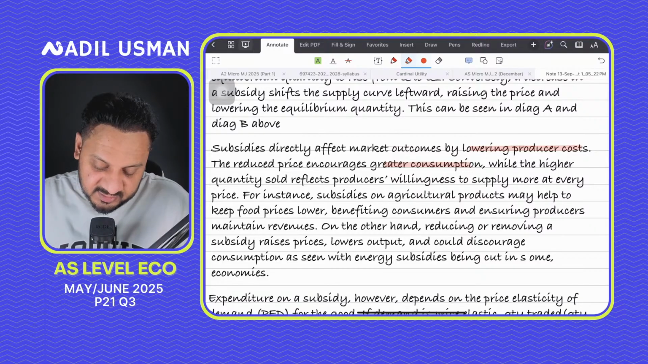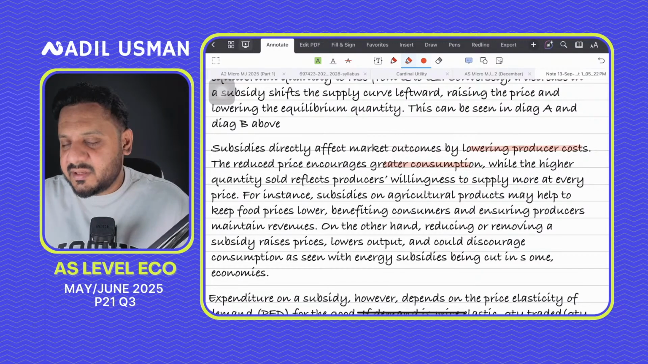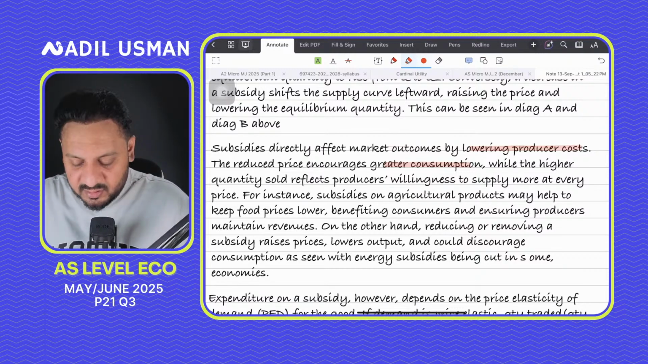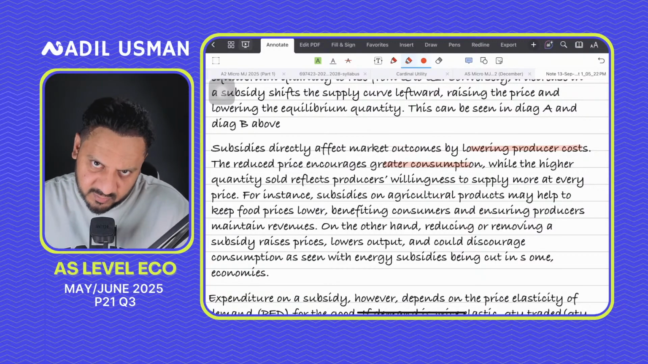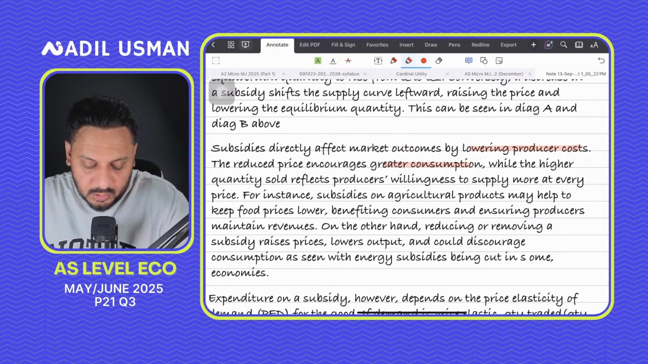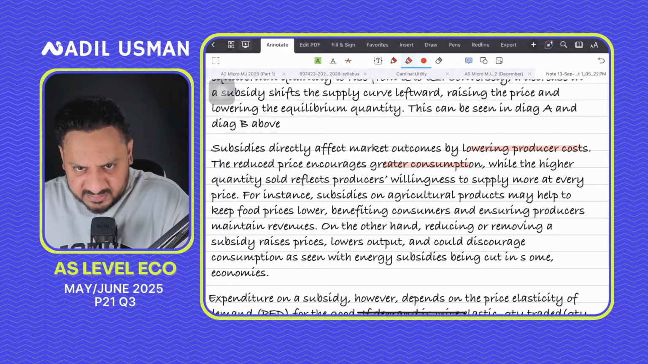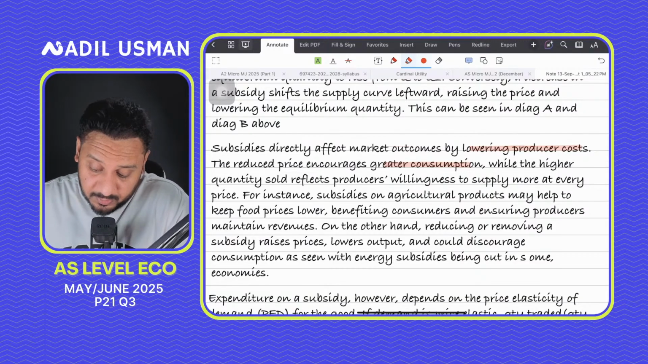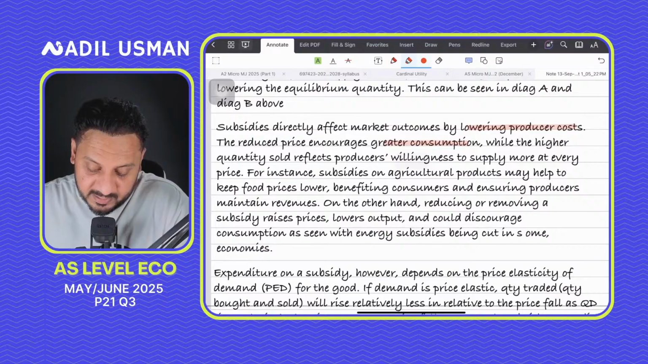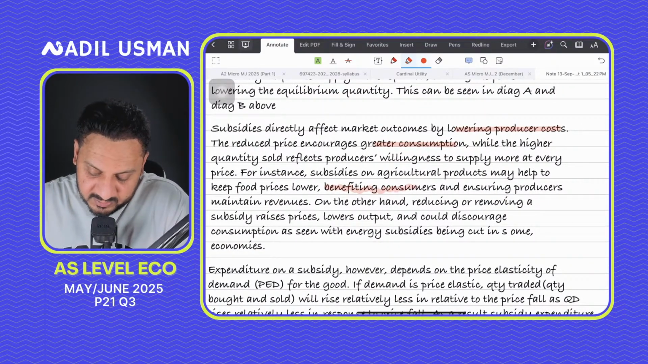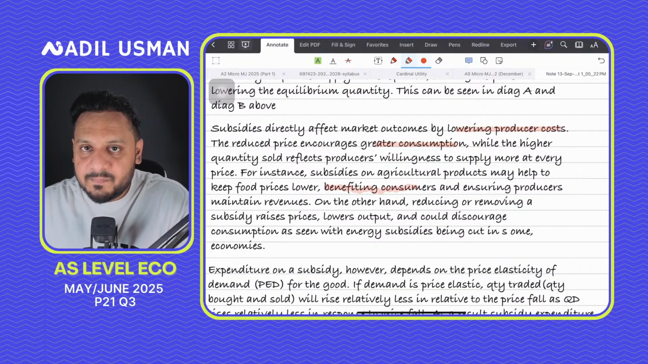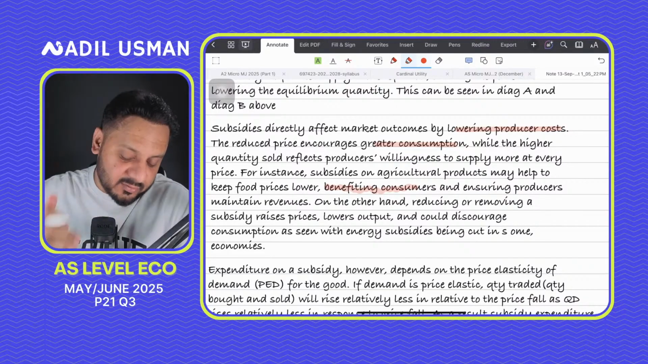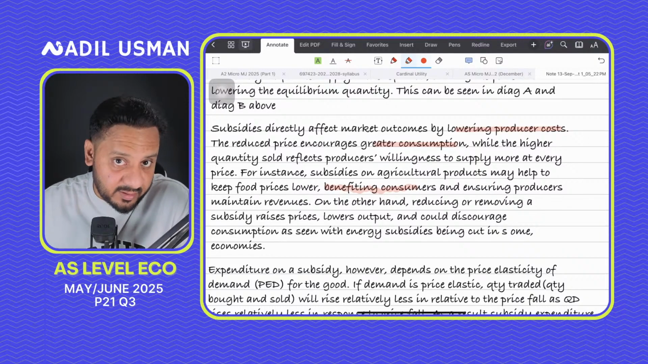For instance, subsidies on agricultural products may help to keep food prices lower. It's not necessary that you give the agricultural example here. I have given it just because I wrote it while typing this answer out, but you can say anything. So for instance, subsidies on products may help to keep food prices lower, benefiting consumers, and ensuring producers maintain revenues, because producers love subsidy. On top of the equilibrium price, they get an additional amount of the subsidy, so they're able to maintain good revenues.